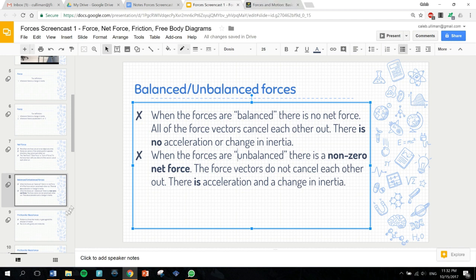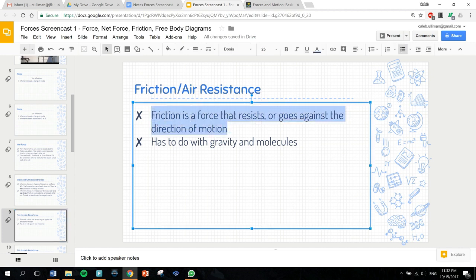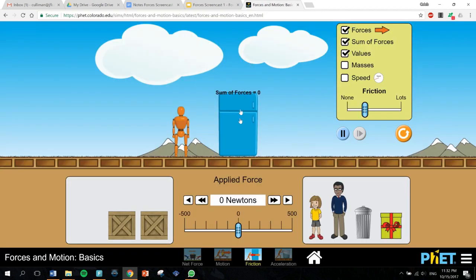Okay, so friction and air resistance. Friction is something that we all know about and we've talked about, but I'm going to give you a good definition. Friction is a force that resists or goes against the direction of motion. It has to do with gravity and molecules. We'll be able to understand it better after Christmas, but here's an example.